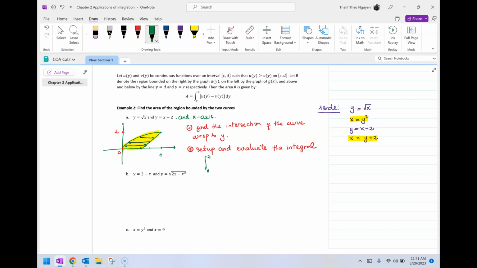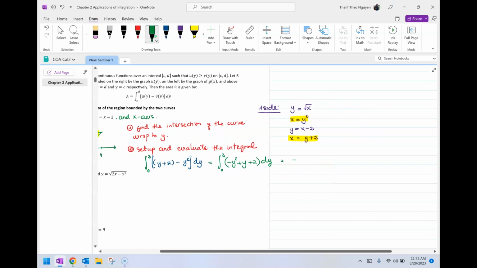So then we have the curve on the right hand side, that is the line x equals y plus 2, minus the curve on the left hand side, that is y squared. Just evaluate with respect to y. So then we have the integral from 0 to 2 of negative y squared plus y plus 2 dy.